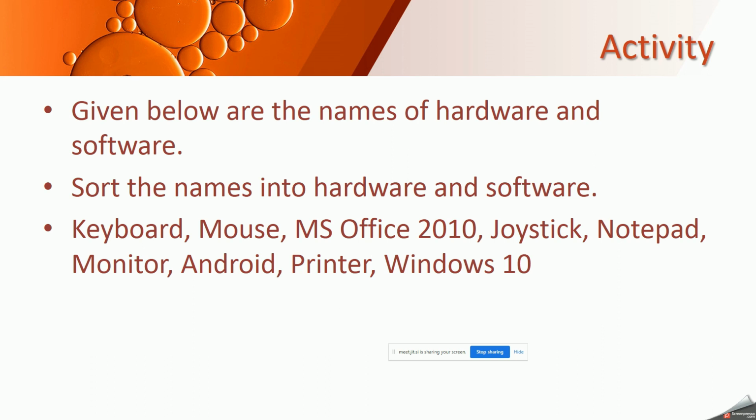So over here, let us try to categorize them. Keyboard, hardware. Mouse is hardware. MS Office 2010, software. Joystick, hardware. Notepad is a software. Monitor is a hardware. Android is software, that is a system software. Printer is a hardware. Windows 10 is a software, that is a system software.